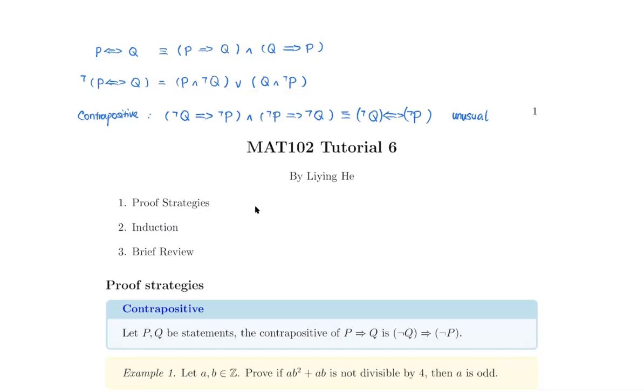So that's for negation. For contrapositive, you just need to take the contrapositive of this and the contrapositive of this. That's gonna give you not Q implies not P, and not P implies not Q. So you can combine them together. That's gonna give you not Q if and only if not P. Okay?